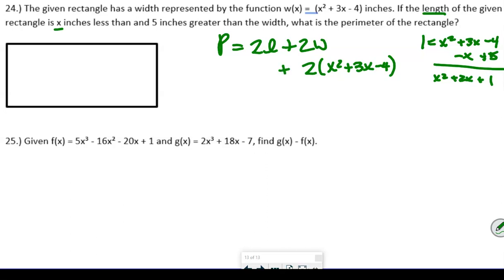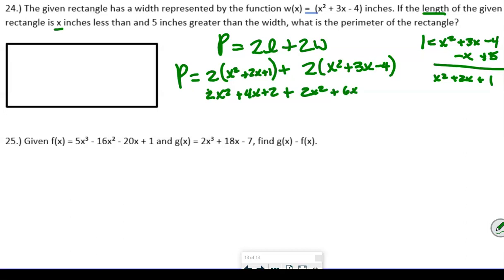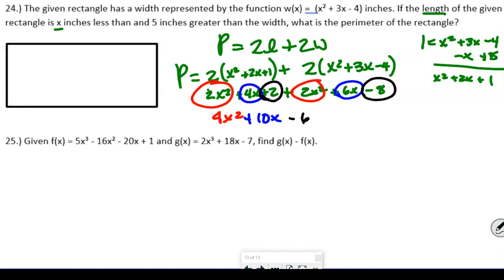So now when we're trying to find our length, so our perimeter is going to be equal to 2 times that. So that's going to be x squared plus 2x plus 1. So now we're just going to distribute that 2. So this is going to be 2x squared plus 4x plus 2 plus 2x squared plus 6x minus 8. Now we just have to combine our like terms, right? So we got this and this that are the same, so that's going to be 4x squared. We have a 4x and a 6x, so that's going to be plus 10x. And then we have a 2 minus 8, that's going to be minus 6. So that is our perimeter right there, guys.